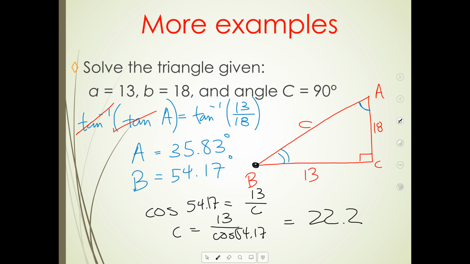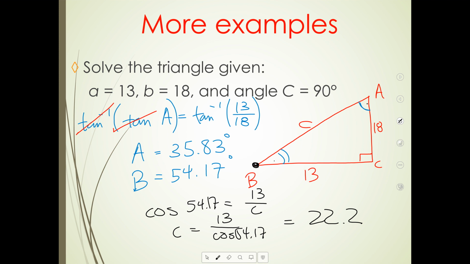Martha? How did you find B? Based on what Maddie told us earlier, A and B are complementary. They add up to 90. So once we knew A, we just took 90 minus the value of A to get B. Okay? All 6 parts now. Angle A, angle B, angle C, side A, side B, side C. Done. Questions? I know it's a lot. Your brain's about to melt. That's okay. You'll be fine.